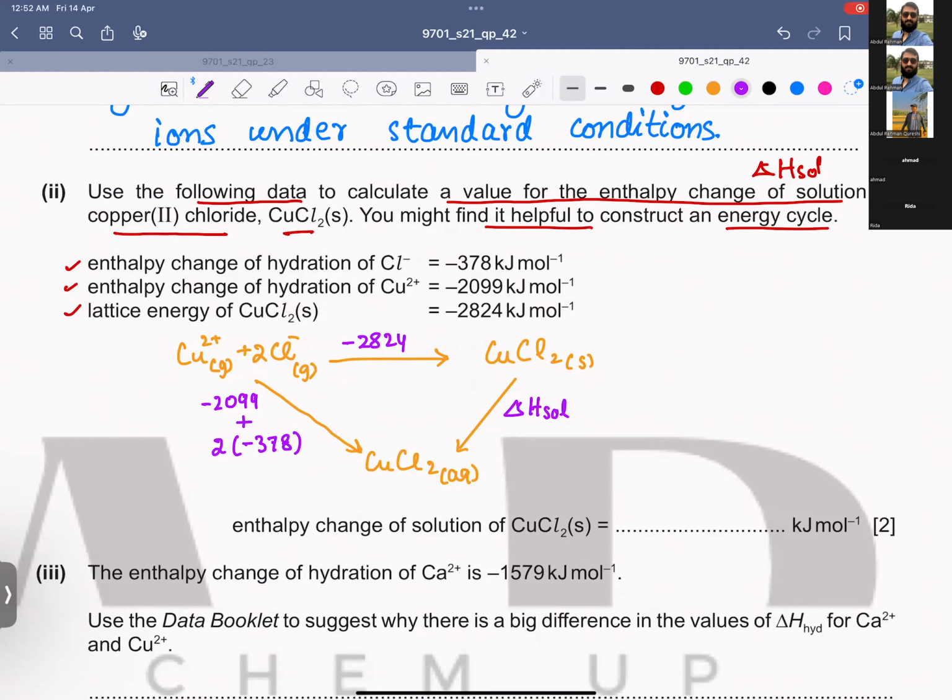It doesn't matter, either you write CuCl2 aqueous or instead you write Cu2+ plus 2Cl- in aqueous state. Both refer to the same thing. Okay.